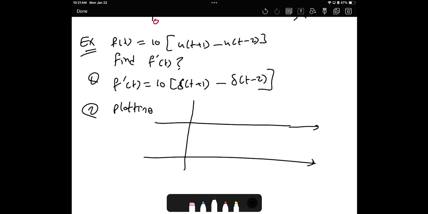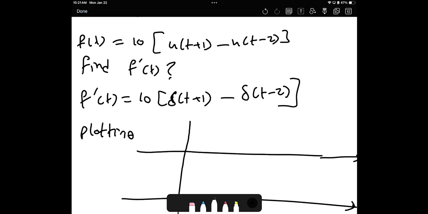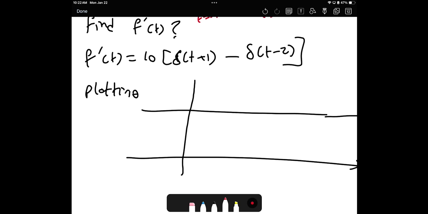f of t here is 10 u of t plus 1, then minus u of t minus 0. Since they are all sharing the same magnitude, which means on and off. Here it is centered at t equal negative 1. Here centered at t equal 2. So we have critical points at negative 1 and at 2.